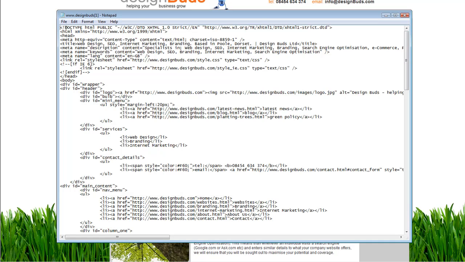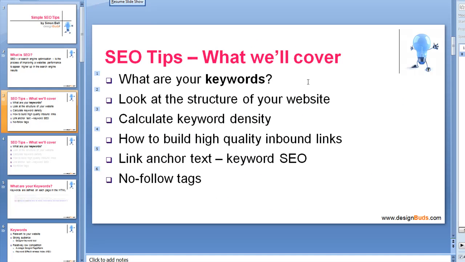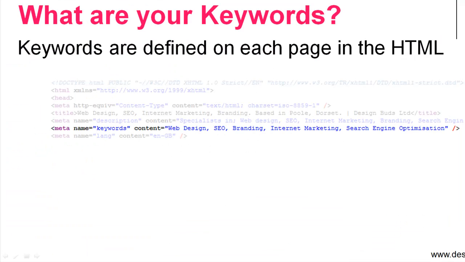At the top here, just a couple of lines down, you've got the meta name keywords, and there you've got a list of the keywords that we're currently using on our website. So we've got web design, SEO, branding, internet marketing, and search engine optimization. You can do a similar thing for your website to find out what keywords you're currently using.